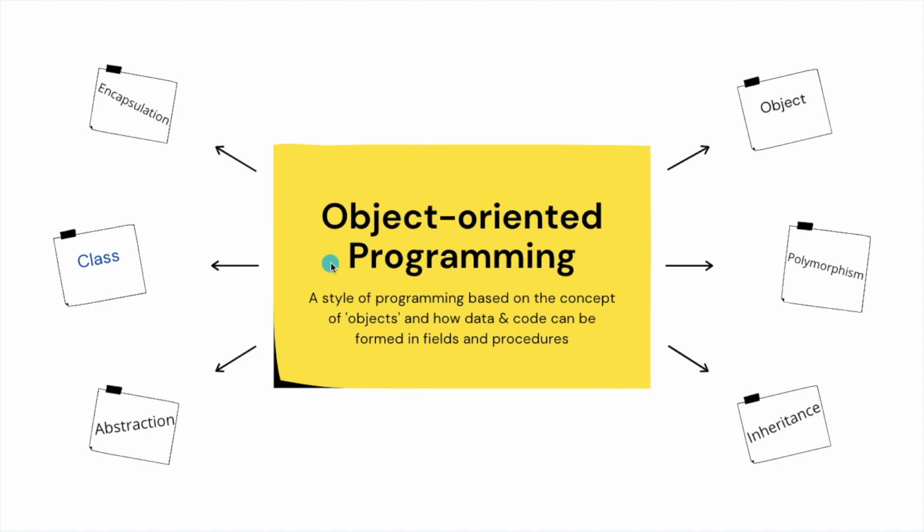Object-oriented programming, or otherwise known as OOP, is a style of programming based on the concepts of objects and how data and code can be formed in fields and procedures. And as you can see, these little flashcards are terms that basically encompass and create what object-oriented programming is. We have encapsulation, abstraction, object, polymorphism, inheritance, but today we're going to focus on specifically class.